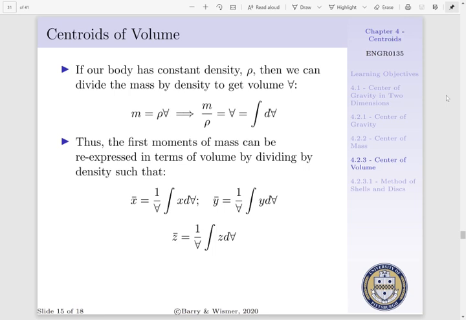volume. That is, x bar would be equal to 1 per the total volume of our system times the integral of x with respect to our differential volume. Y bar is equal to 1 per the total volume of our system times the integral of y dV. And lastly, z bar is equal to 1 per our volume times the integral of z dV.